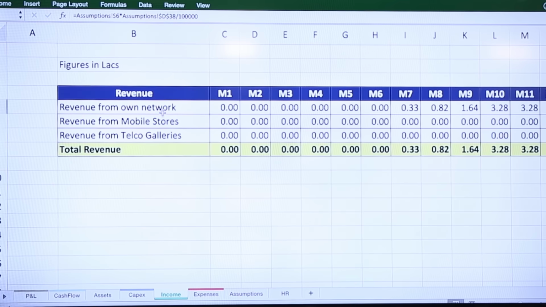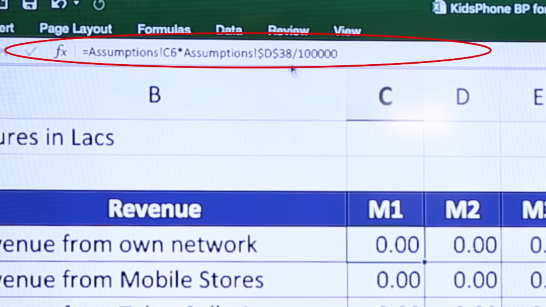Now, after this, the first sheet we will develop is the income sheet. We had 3 channels, remember? What I have to do is take the number of phones sold in that given channel, in that given month, and multiply by my selling price, not cost. Selling price. So, if you see the formula, I am just multiplying and dividing by lakh.